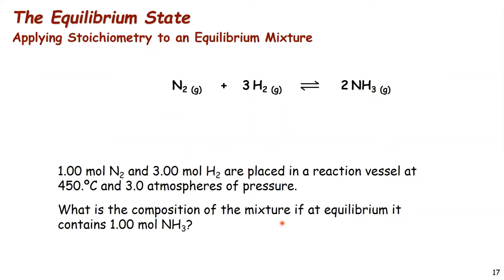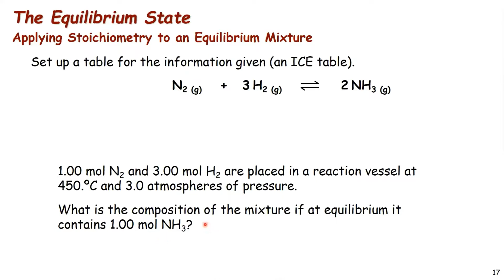Okay, let's do a little problem here. So let's say I start off with 1 mole of nitrogen and 3 moles of hydrogen, and they're placed in a reaction vessel at 450 degrees Celsius and 3 atmospheres. I want to know what is the composition of the mixture if at equilibrium it contains 1 mole of ammonia. So we're going to have to set up what's called an ICE table, representing initial, change, and equilibrium.